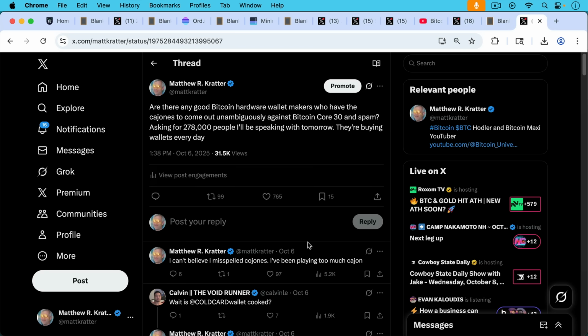And I apologize as well in this tweet. I can't believe I misspelled cojones. I've definitely been playing too much cajon, which is this kind of drum that you sit on, which I do play.